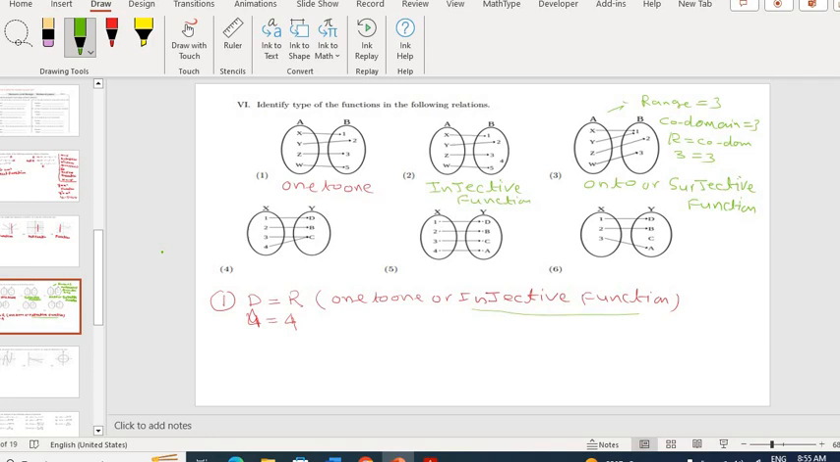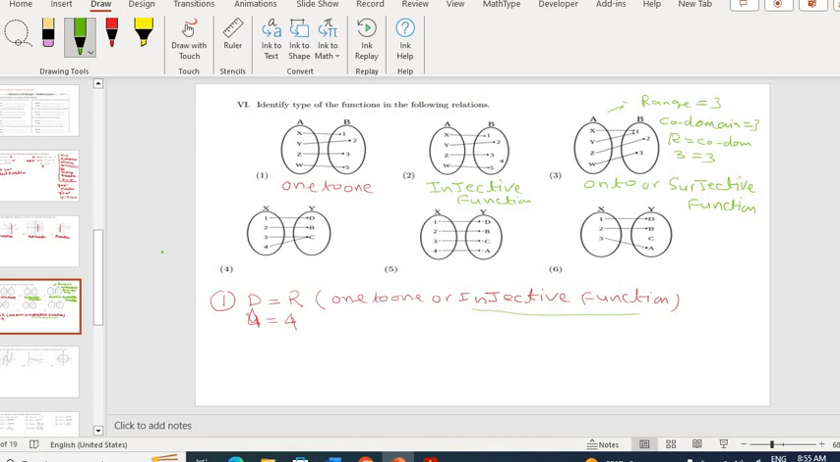Because the domain is not equal to the range, it is not one to one. But when I check that, range is 3, codomain is also 3. So range and codomain are equal, 3, 3. So it is an onto or surjective function.